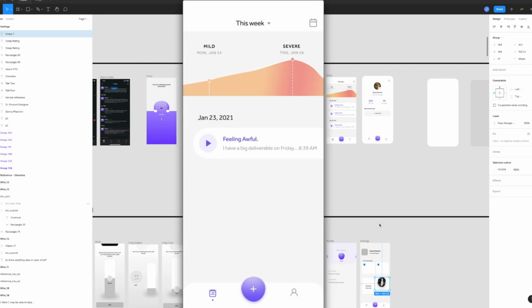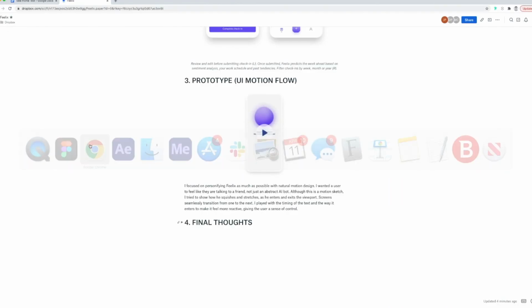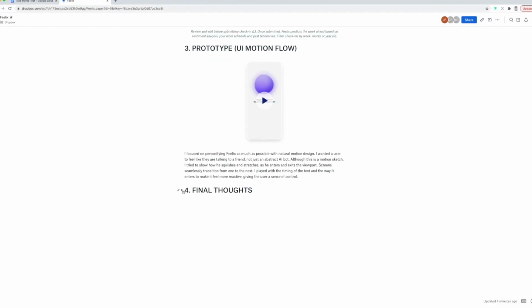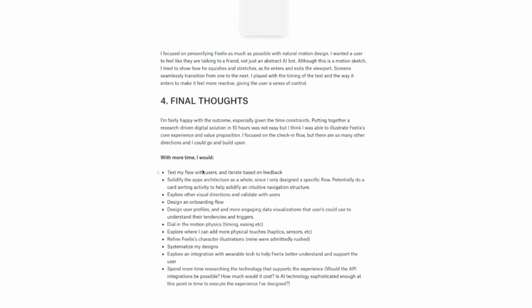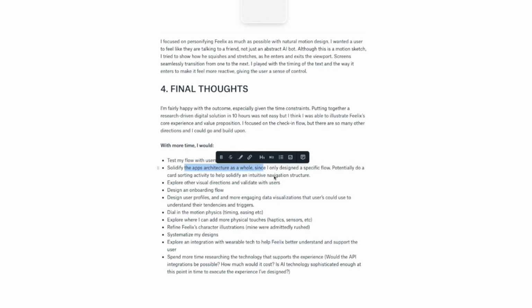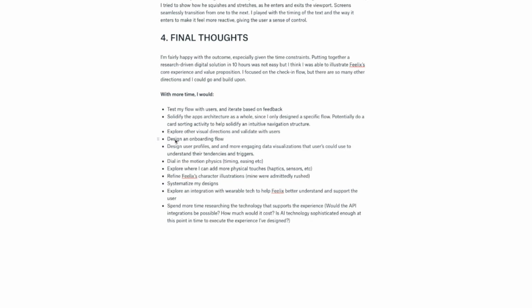But yeah, that's more or less the experience, and then I just ended with some final thoughts. This is actually something they asked me to do, but it was basically me saying with more time, I would do all this stuff. So I would test my flow with users, I would iterate based on any feedback. I would look into the architecture as a whole, since I only designed one very specific flow. Explore other visual directions. There'd probably be some sort of onboarding flow where you basically tell Felix some of your tendencies. Maybe you tell him what sets you off, what helps your mental health, stuff like that in the beginning. But again, just didn't have time.